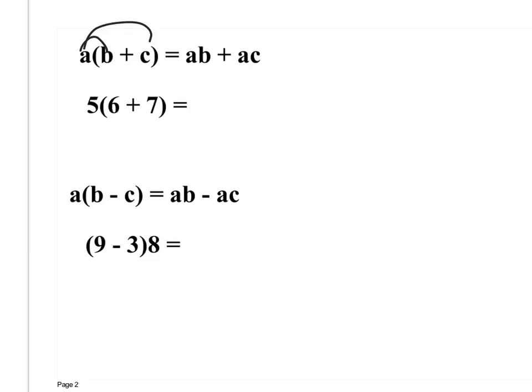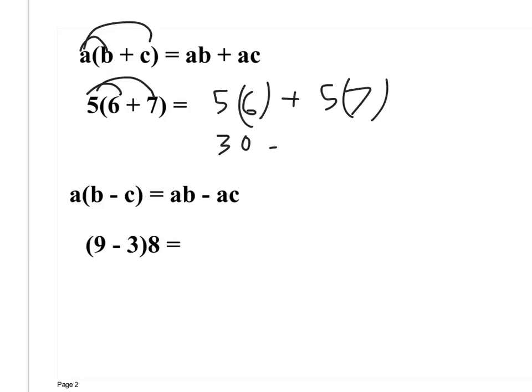Here I've got 5 times 6 plus 7. So I do 5 times 6, and then I add that to 5 times 7. So I write an equivalent expression, which is what it wants: 5 times 6 plus 5 times 7. It might say evaluate. So now I work it out. What's 5 times 6? 30. What's 5 times 7? 35. I get 65. If it says write an equivalent expression, then evaluate, here's my answer.